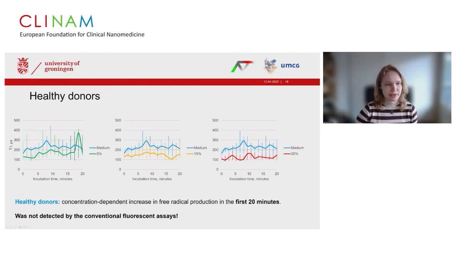And in case of healthy donors, you see that if we increase the concentration of cigarette smoke extract, the average T1 time decreases, meaning larger free radical load. This is concentration dependent, and it happens already within the first 20 minutes of incubation, which is not something that we can detect by the conventional fluorescent assays.